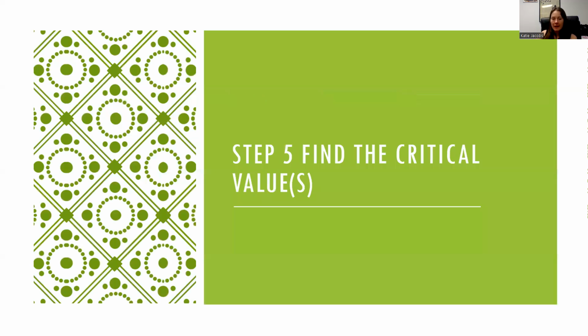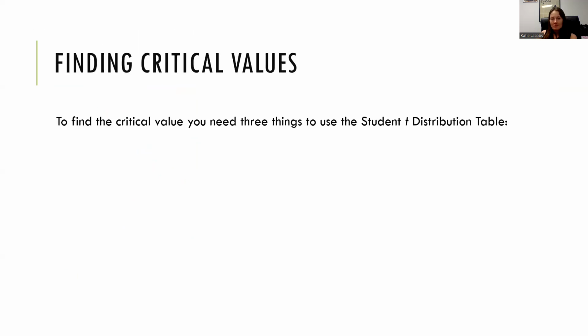That moves us on to step 5. That's finding our critical value or values. To find this, there are 3 things that you need to use the student t-distribution table. This is in last week's folder when we started learning about the independent samples t-test. I may have labeled it the t-critical value table. So if you did not print that or you don't have a PDF copy of it, you're going to want to make sure that you save it.